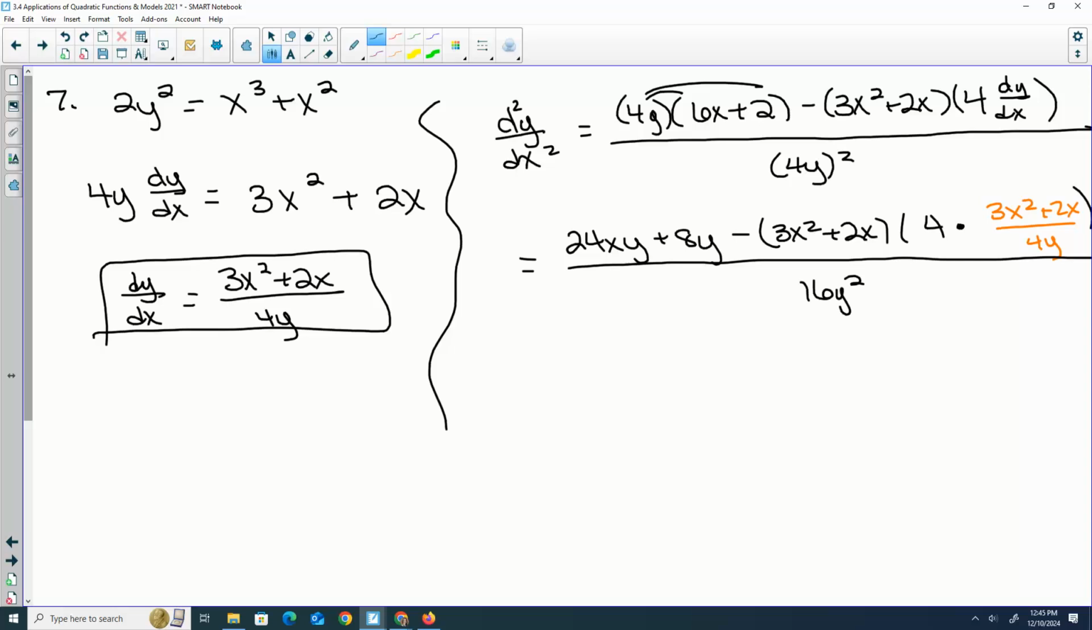I didn't even do quotient rule. I just plugged in my dy dx. Now, what can I reduce? The 4s. Okay, so at this point, I have a 24xy plus 8y minus 3x squared plus 2x twice, so you can FOIL it out. You're welcome to just leave it as squared, but it is still divided by y.